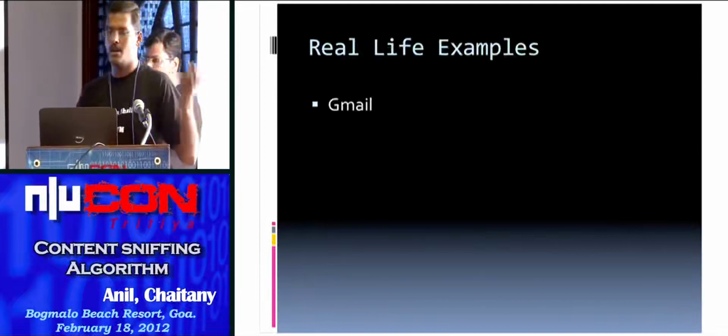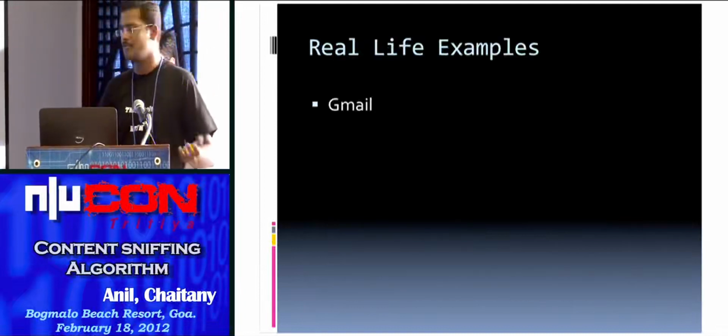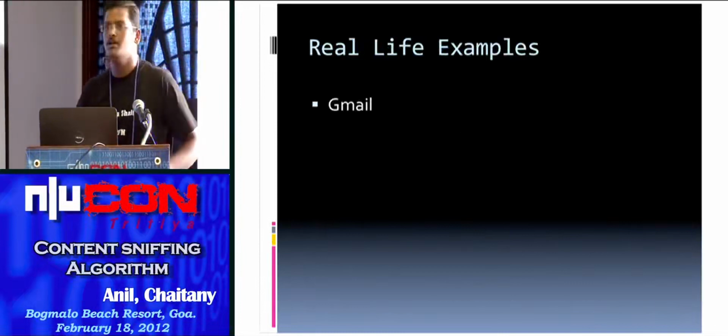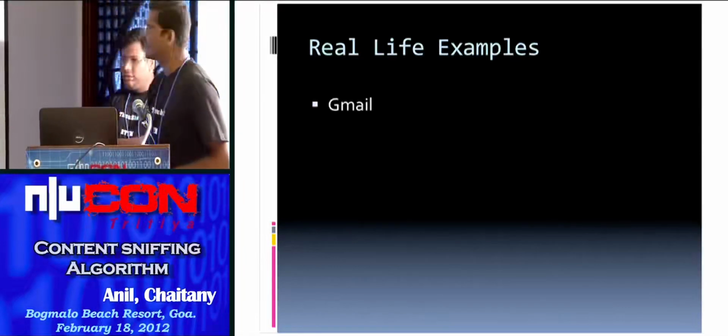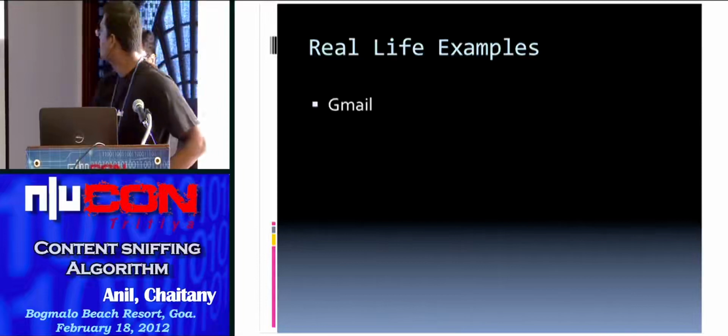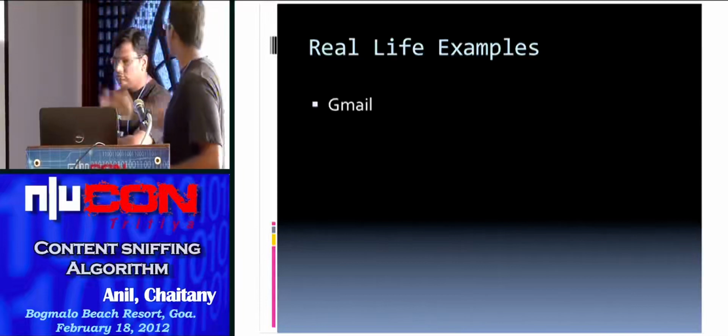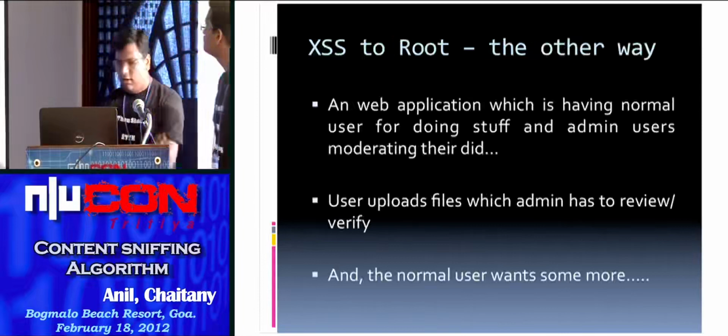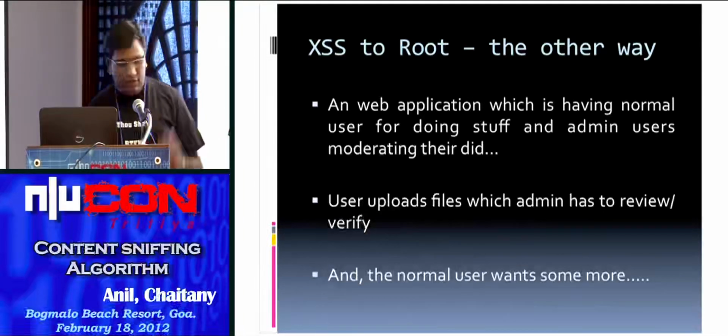Okay, so a real life example, as I said already, is that Gmail was vulnerable and because of that I got a few bounty rewards from Gmail, and yeah, that is the secret of my Google Hall of Fame. Okay, the next part will be explained by Chaitanya.